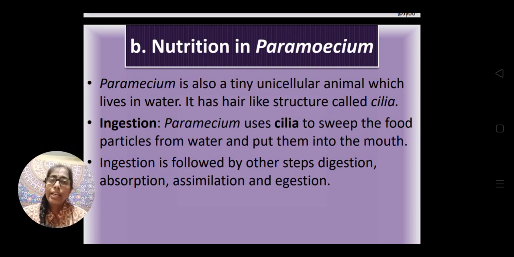Okay. The next, another simple organism we will discuss, that is nutrition in paramecium. Like amoeba, paramecium is also a tiny unicellular animal which lives in water. It is a protozoa, and this paramecium has special structures, small hair-like structures called cilia, and with the help of cilia they capture the food.